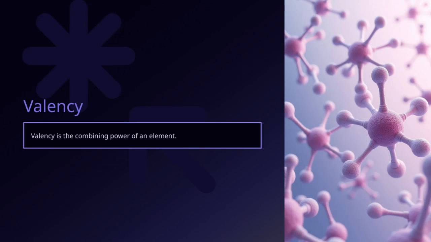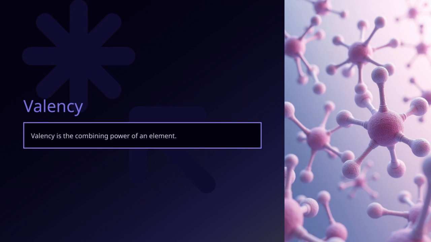Valency is the combining power of an element. When we talk about valency, we're referring to how many electrons an element can share, gain, or lose to form chemical bonds. Think of it as the element's ability to connect with other atoms. This concept is really important because it helps us understand how elements interact and form compounds. For example, if an element has a valency of 1, it can form 1 bond, while an element with a valency of 4 can form 4 bonds.